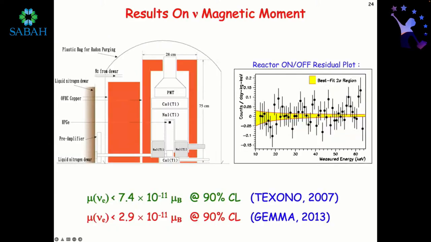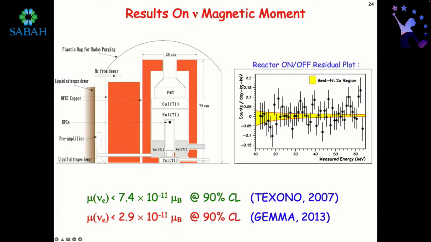Now this is a picture showing you the detector. You can see that it's relatively small because they are very close to the reactor core. And also, rather than using liquid scintillator, they use two kinds of inorganic crystals, sodium iodide and cesium iodide, to detect the light coming from the electron energy loss inside the detector.